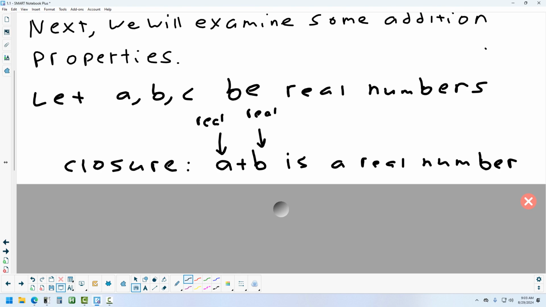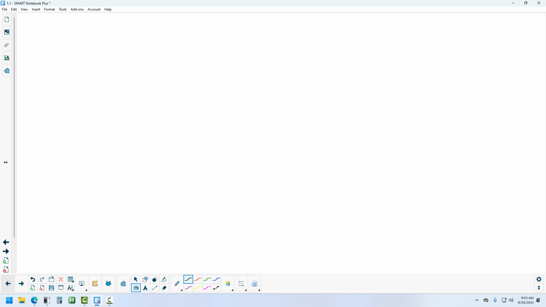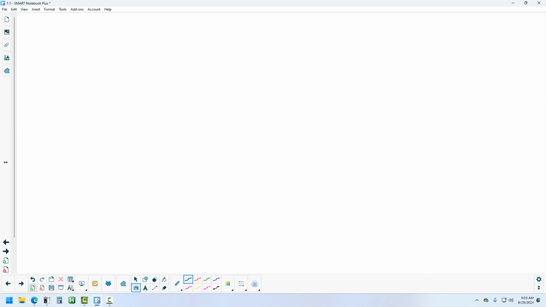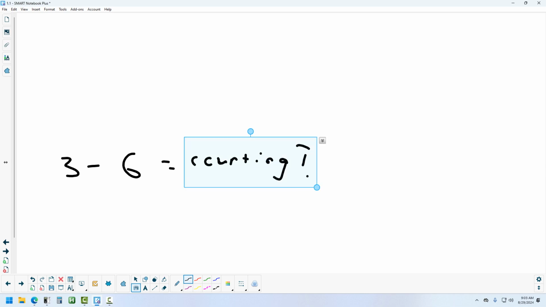So the idea of closure means you started with a number in a certain box, you took another number from that same box, and the answer that you get is always in the box you started with. Okay? That's what closure means. Let me show you something that is not closure. Does everyone agree that 3 is a counting number? Okay. Does everyone agree that 6 is a counting number? Okay. Is the answer that I get when I do that a counting number?